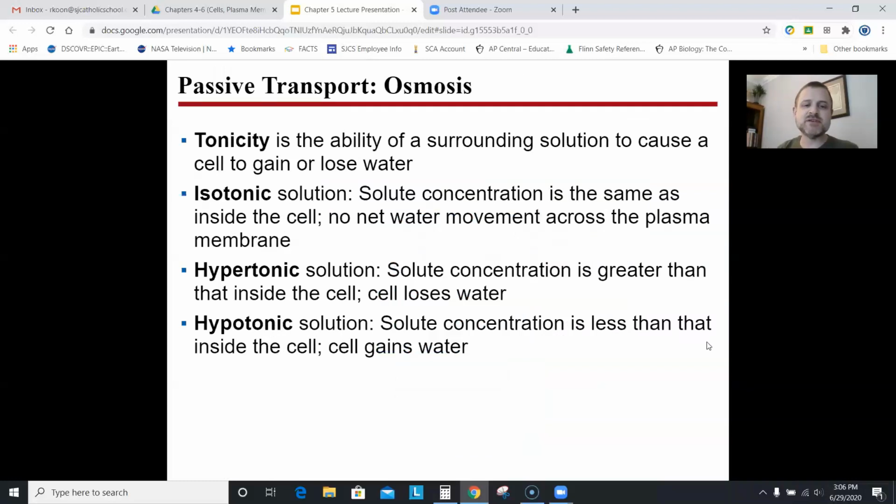So these terms, tonicity is just describing whether a cell is gonna gain or lose water. So isotonic, you're comparing two different solutions, right? If they're isotonic, both sides of the solution or both solutions have the same solute concentration. So both sides are 5 molar, whatever. Hypertonic describes a solution. The root hyper means more or over. It describes a solution where you have more solute. Hypotonic describes a solution where you have less solute.